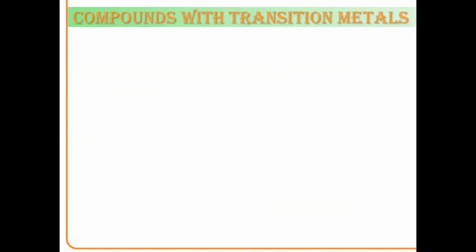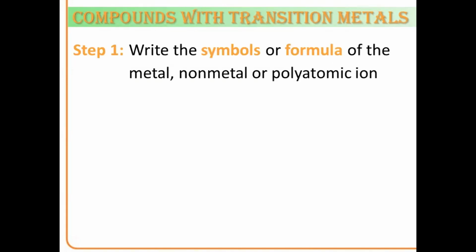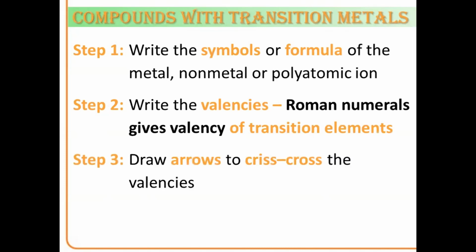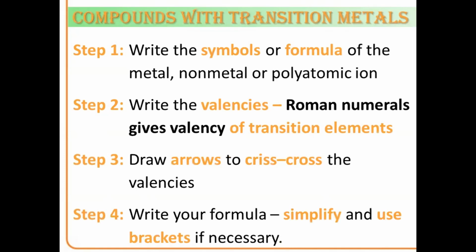So we move on. Now we want to look at ionic compounds with transition metals. We follow the same steps, 4 of them. Same thing as before. The difference is just in step 2, because for transition elements, the valency of the metal is provided in Roman numerals. I'm going to show you just now what that means. And then we draw the arrows as before, and then we write the formula again as before.